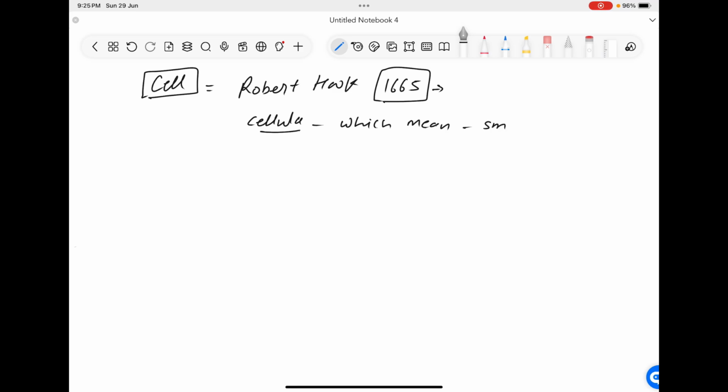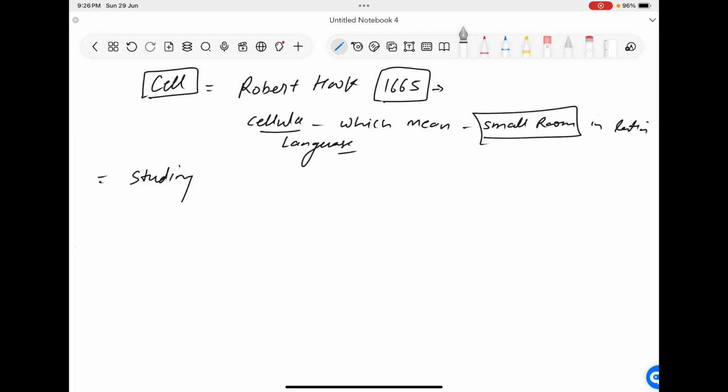What did he do? He was studying the microscope, and he used the cork, we can say chal, of a plant and watched it under the hand lens. These days we use a hand lens.